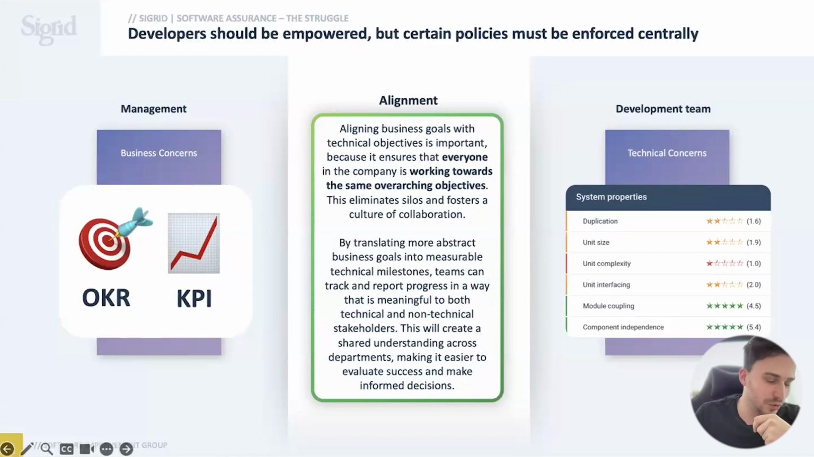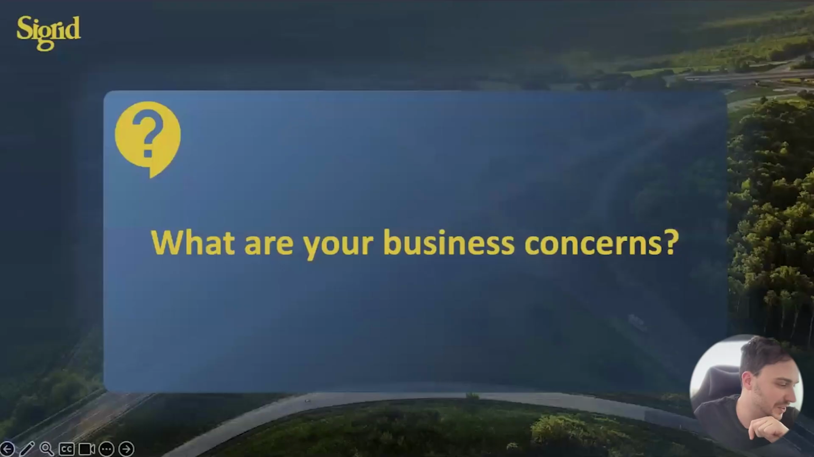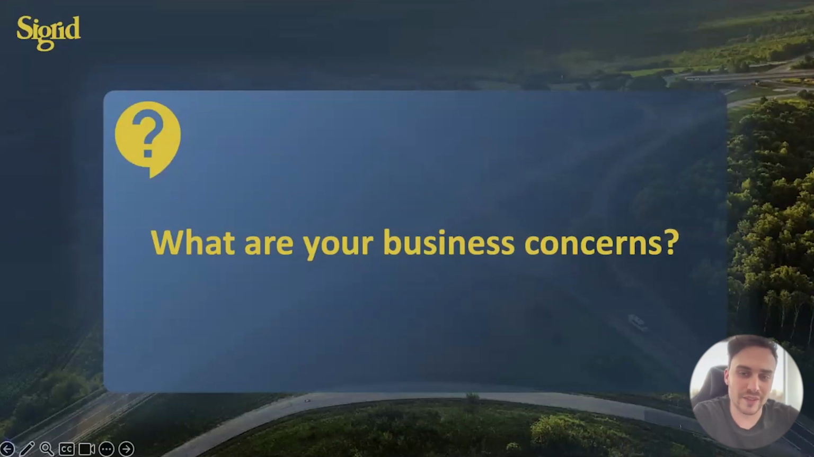And in two slides, I will show you a matrix of a translation model of some business concerns and how they relate to the technical concerns. But first of all, I want to ask the audience if you can share some of the business concerns that you have in your company and how you align them with the technical implementation.